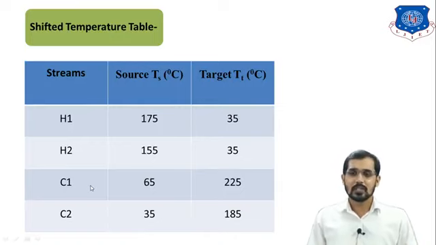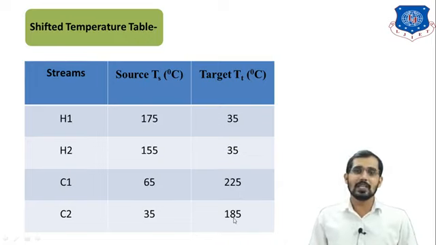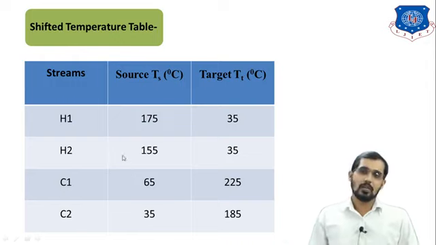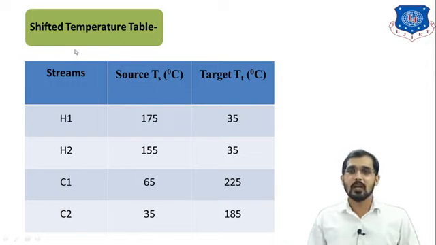Next, for cold streams C1 and C2, we are adding 5. Initially in the initial table it is 60 and 30, now the new source temperature is 65 for C1 and 35 for C2. After that, the target temperature for C1 is 225, initially that was 220, and for the C2 stream 180 is replaced by 185. So 5 is added in the cold stream and 5 is removed from the hot stream. This is the shifted temperature table. This is your first step to solve a pinch technology problem.